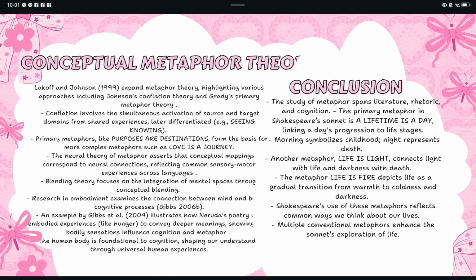Another metaphor used in the sonnet is life is light. This means that life is like light and death is like darkness. So next is the metaphor life is fire, which depicts life as a gradual transition from warmth to coldness and darkness. So Shakespeare's use of these metaphors reflects common ways we think about our lives. Shakespeare uses these metaphors to help us understand the passage of time and the inevitability of death.